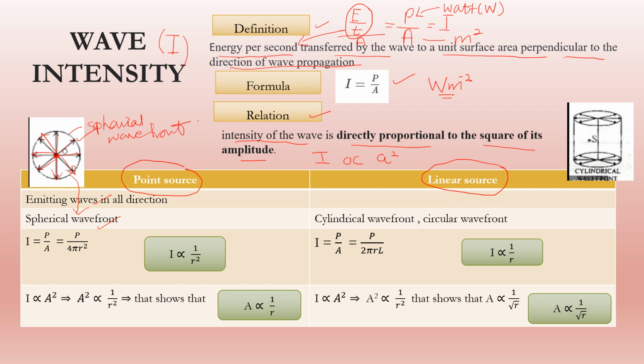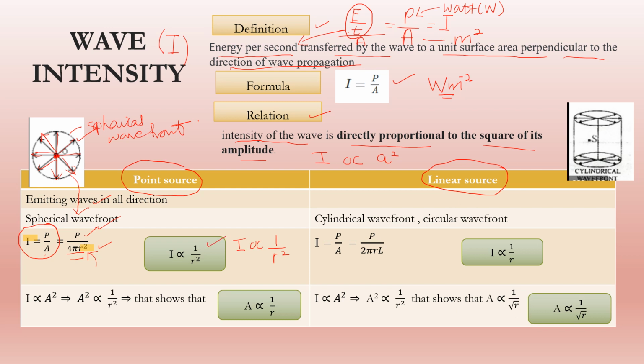Now go back to this one. This is the basic formula for intensity: power over area. For a point source with a spherical wavefront, the area of the sphere will be 4 pi r squared. So from this, you realize that the intensity is inversely proportional to r squared. For a point source, that's why this is very important.